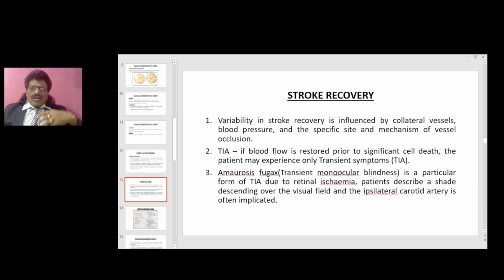TIA, transient ischemic attack. If blood flow is restored prior to significant cell death, the patient may experience only transient symptoms. Amaurosis fugax, transient monocular blindness, is a particular form of TIA due to retinal ischemia. Patients describe a shade descending over the visual field and the ipsilateral carotid artery is often implicated.